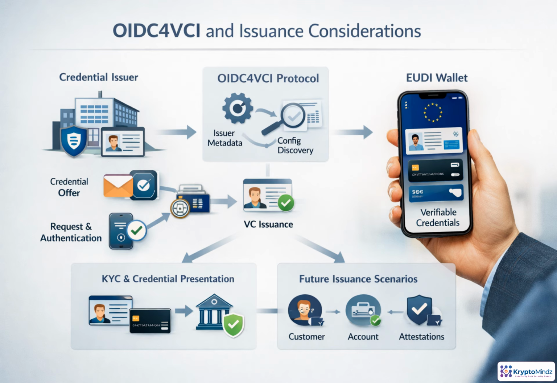In this section, we zoom out from verification and focus on issuance. You'll see how an issuer discovers wallet capabilities, offers a credential, authenticates the user, and delivers it into an EUDI wallet. We'll also connect these flows to KYC processes today and to lifecycle attestations as your ecosystem evolves.